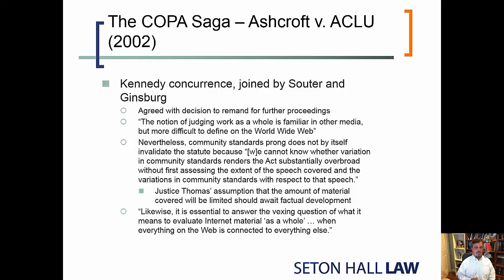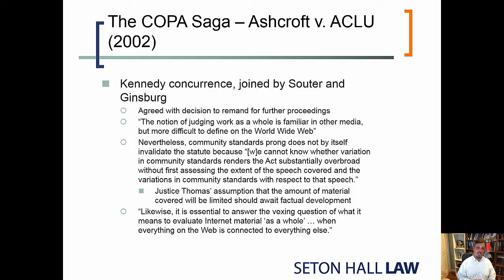And Justice Kennedy says, really what's going on here is we need more factual development. We need to know more about who the material at issue in a particular case is trying to reach, and who it's actually reaching, and how that applies to the interconnected context of the internet as a whole.